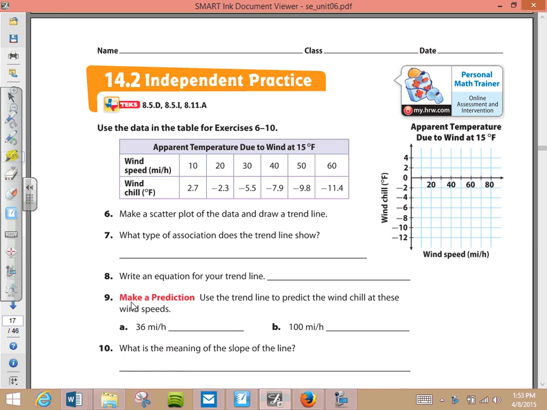All right, let's start with number 6. Use the data in the table for exercise 6 through 10. Well, let's plot it first. The first one is 10 and 2.7, so around here.